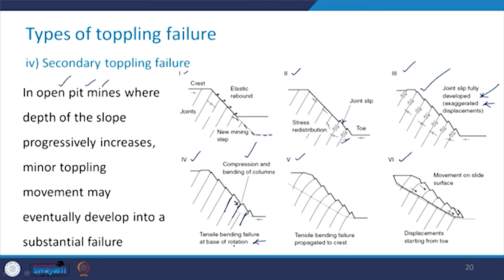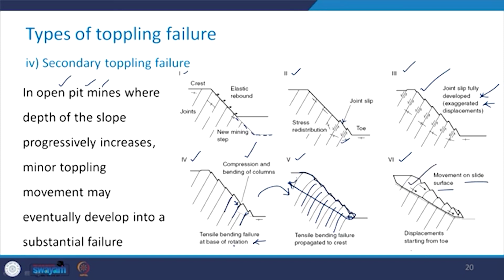Then slowly in the next step, when you come from 4 to 5, there is the tensile bending failure which is propagated to the crest. So it started from this point and it got propagated, and you can see that this kind of tensile bending failure takes place. Now, what happens ultimately? There is going to be movement on the slide surface of this particular portion, which is formed by this surface, as has been shown in this part.